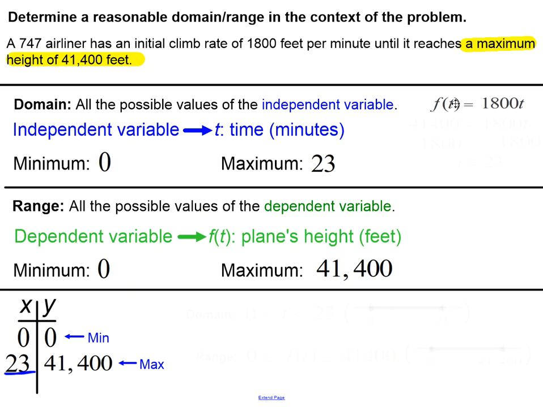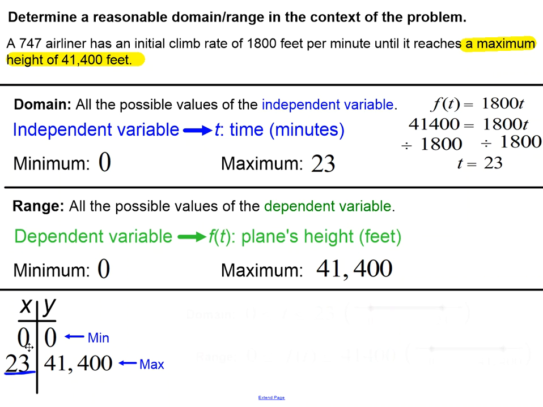So I have my function, f of t is equal to 1,800t. I'm plugging in 41,400 for f of t, a height. I'm trying to figure out the time t that's associated with 41,400. So I divide both sides by 1,800. I get time is equal to 23, and that's how I got my 23. So I actually have to solve an equation, right? And solve the function in order to attain this maximum height.